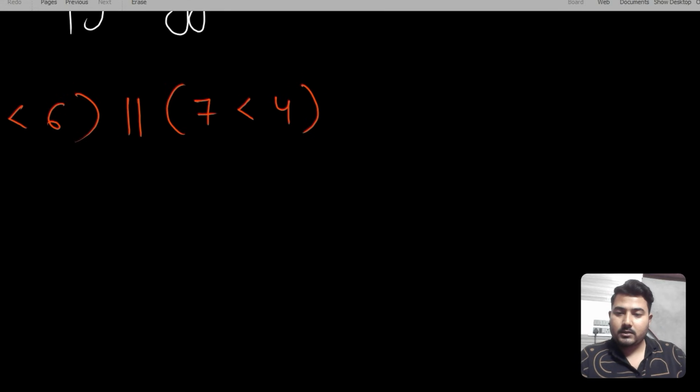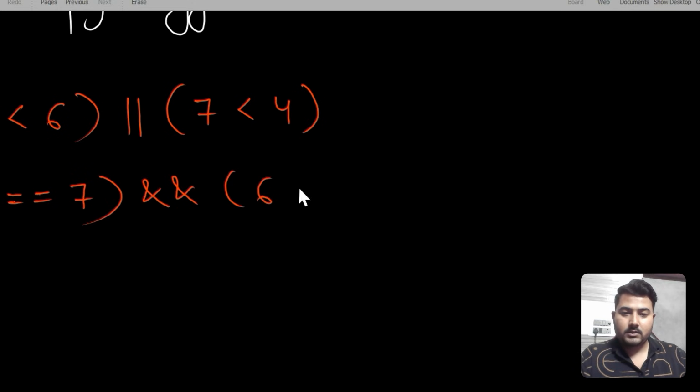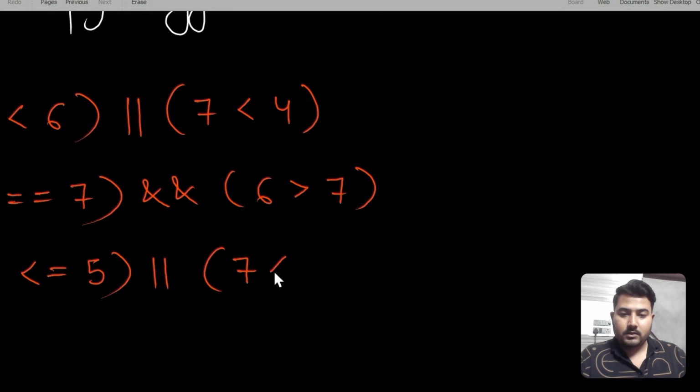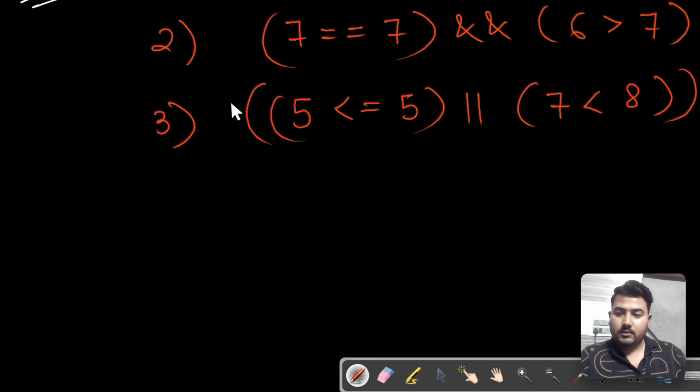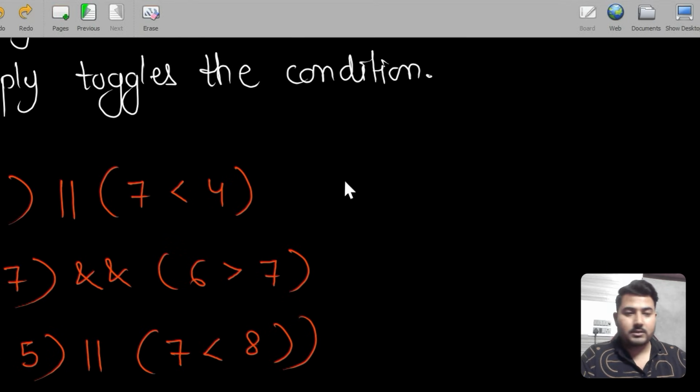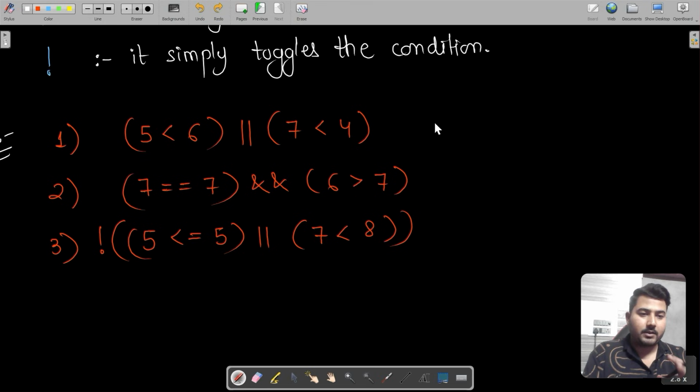Let's suppose I say 7 double equal to 7, AND operator 6 greater than 7. Third equation, 5 less than or equal to 5, OR 7 less than 8, and I'm going to put a NOT operator in front of it. I think that much would be enough. So I think you must have found your answers. You can pause the video, take a minute, and then try to write down the equations and answers in your notebook. And then we will discuss.